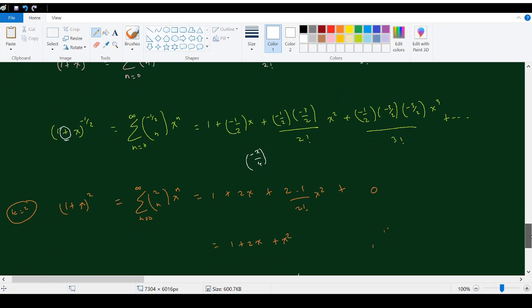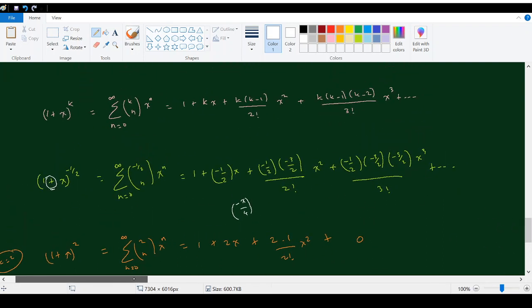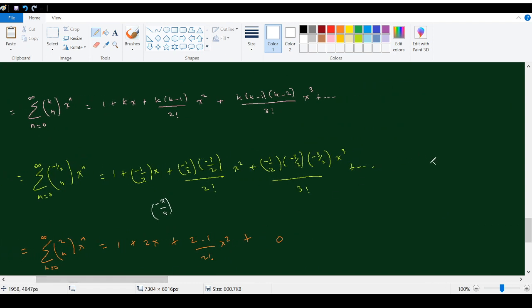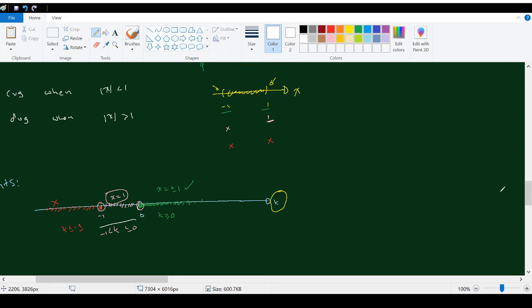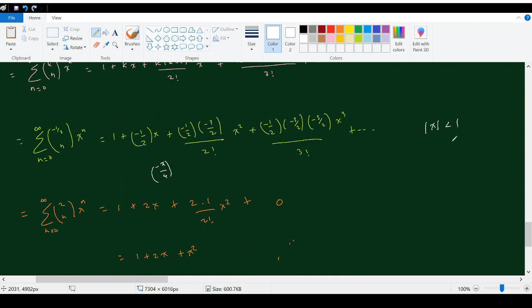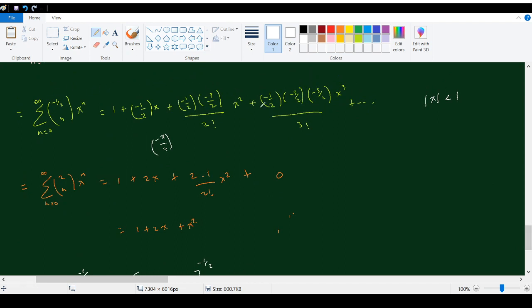And now we saw that for this binomial expansion, the radius of convergence was 1, meaning the x value was less than 1. We also saw that when k is greater than negative 1 and less than or equal to 0, we have only the right hand side endpoint. Okay, so anyway the radius will be equal to 1.